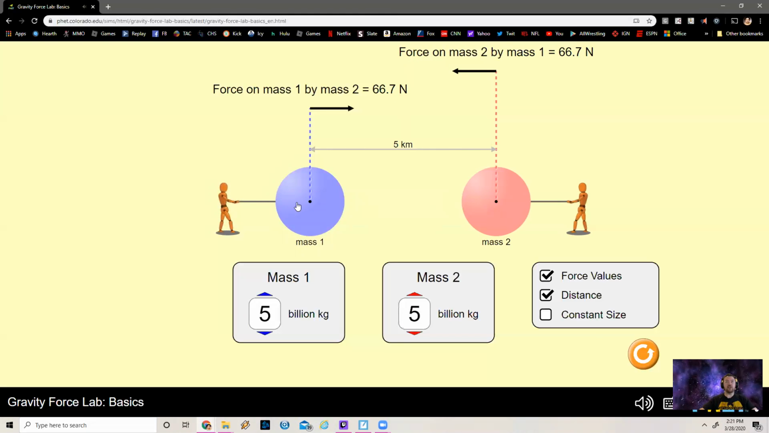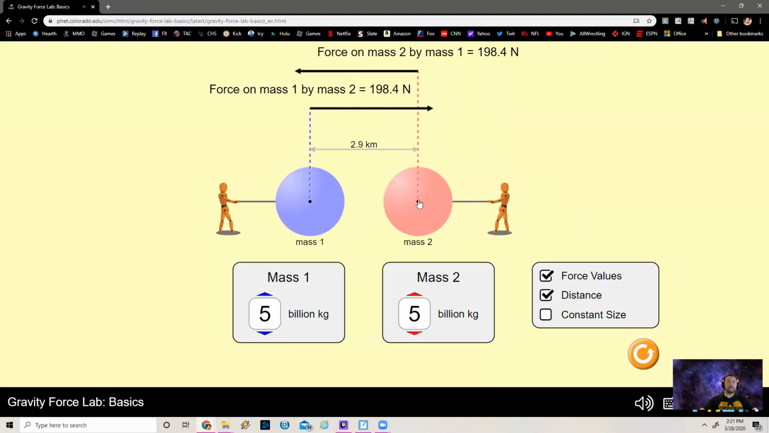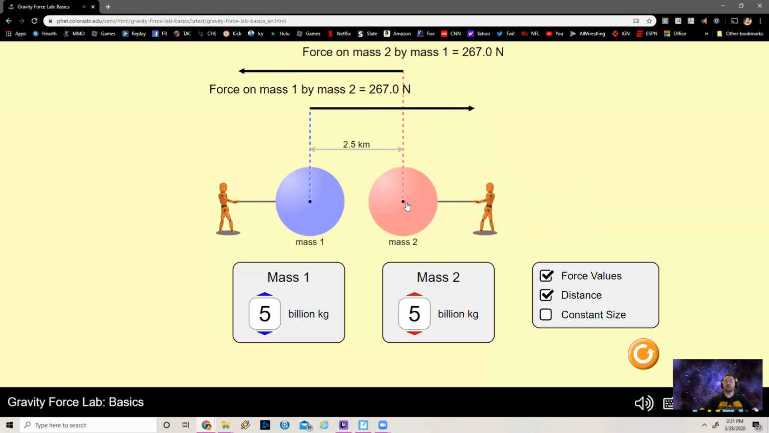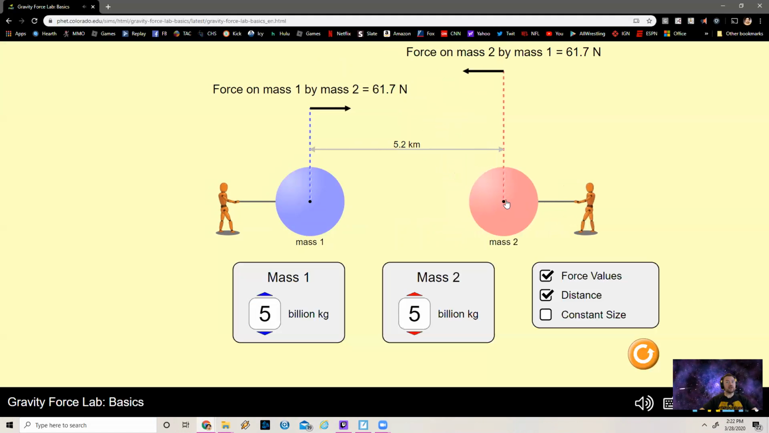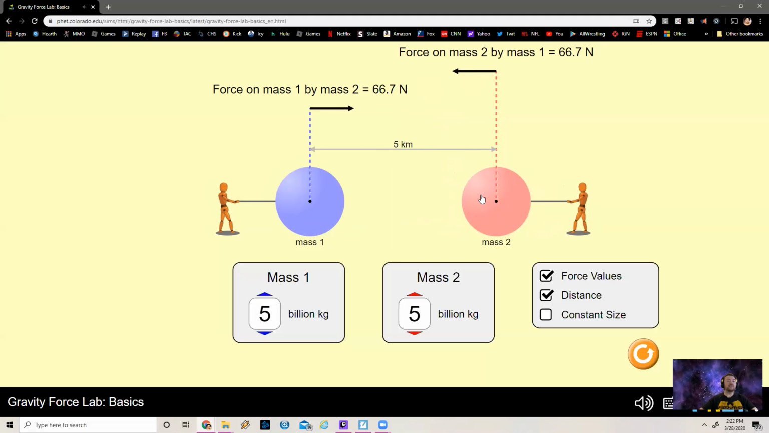And 5 kilometers. 66.7 newtons is the current force. Now, if I go back, I see that the force is 267 newtons, but when I go here to 5, I doubled the distance between them. What happened to the force? By how much did it go down? Well, it went down roughly 4 times. It is 1/4 its original force.